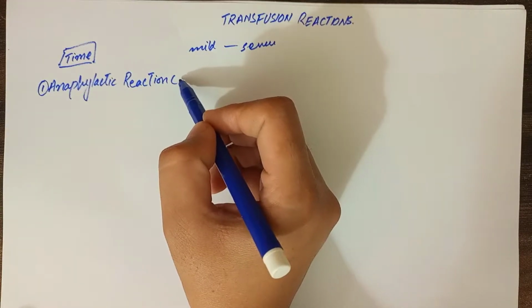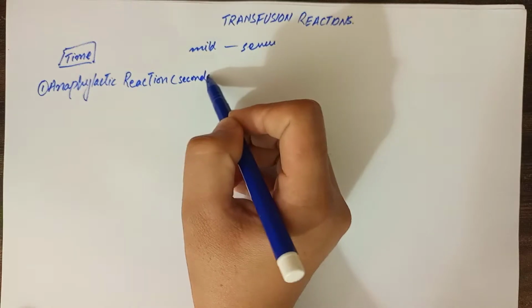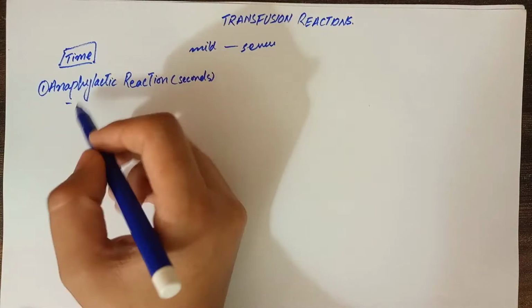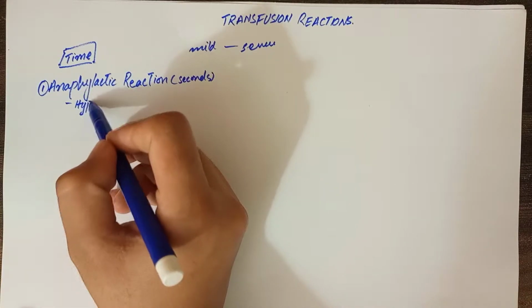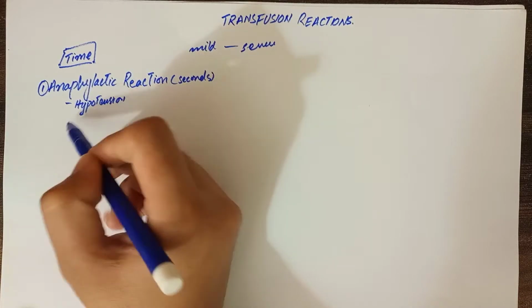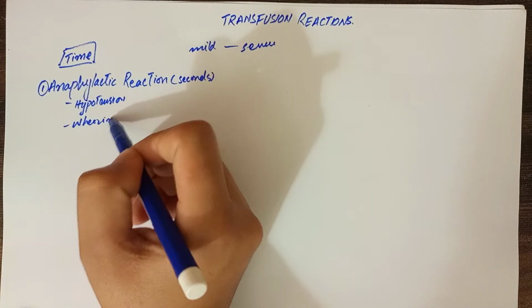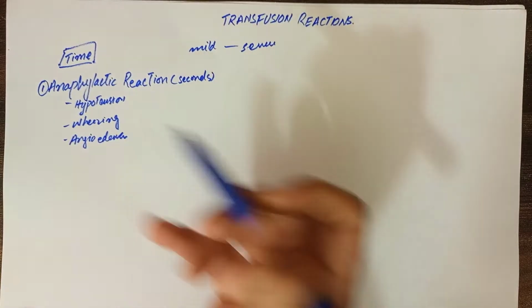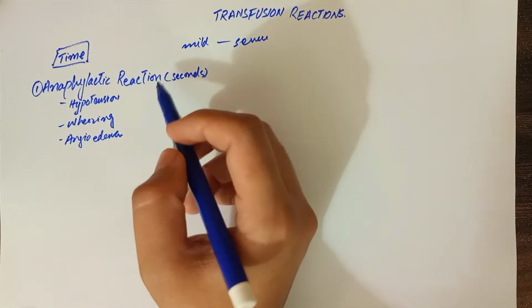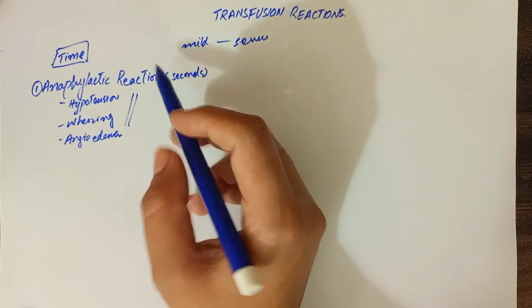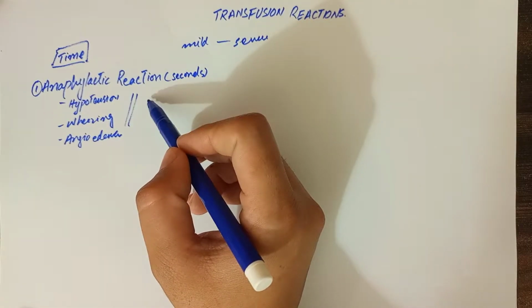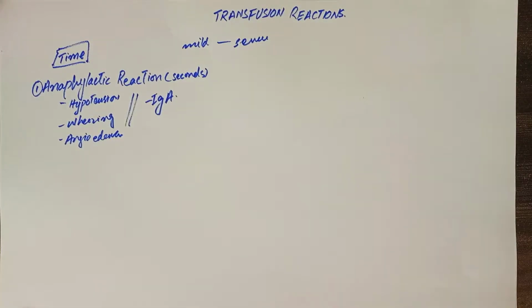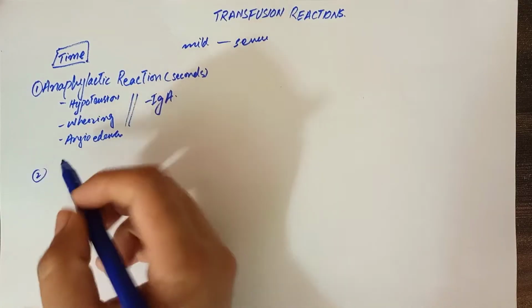This reaction takes place within seconds of transfusing blood, and the patient presents with hypotension, wheezing, and angioedema. And what is the reason for this reaction? The reason is that the blood of the recipient is mainly deficient in IgA, and this leads to this reaction. The second one is acute hemolytic reaction.